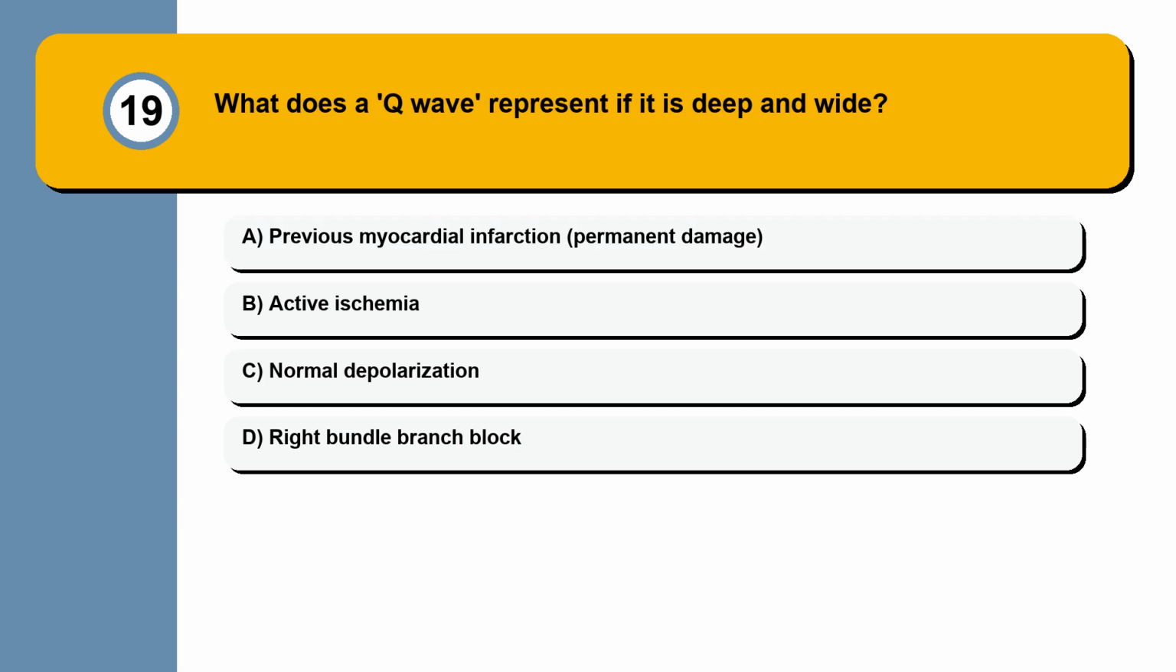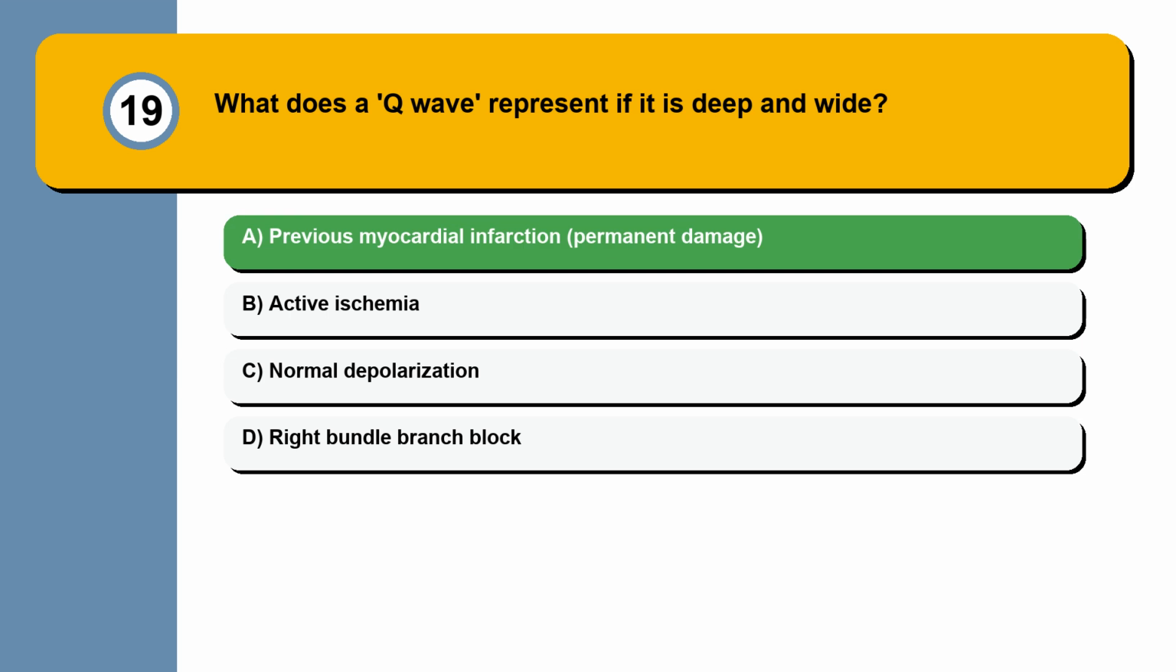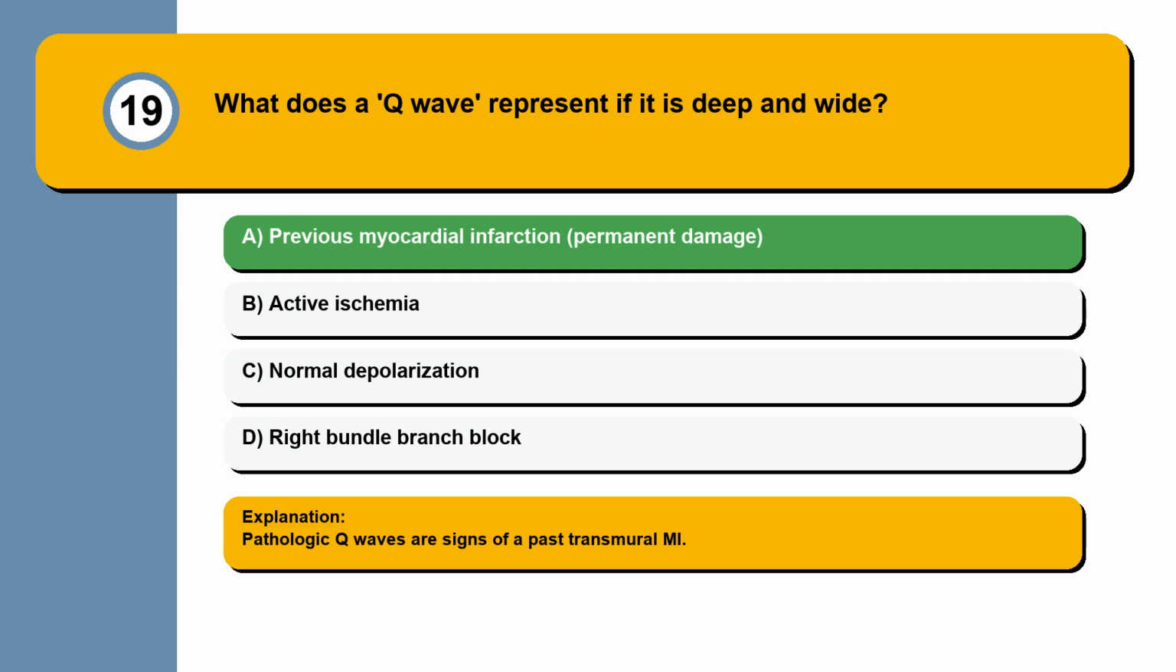Question 19. What does a Q wave represent if it is deep and wide? Previous myocardial infarction, permanent damage, active ischemia, normal depolarization, right bundle branch block. Pathologic Q waves are signs of a past transmural MI.